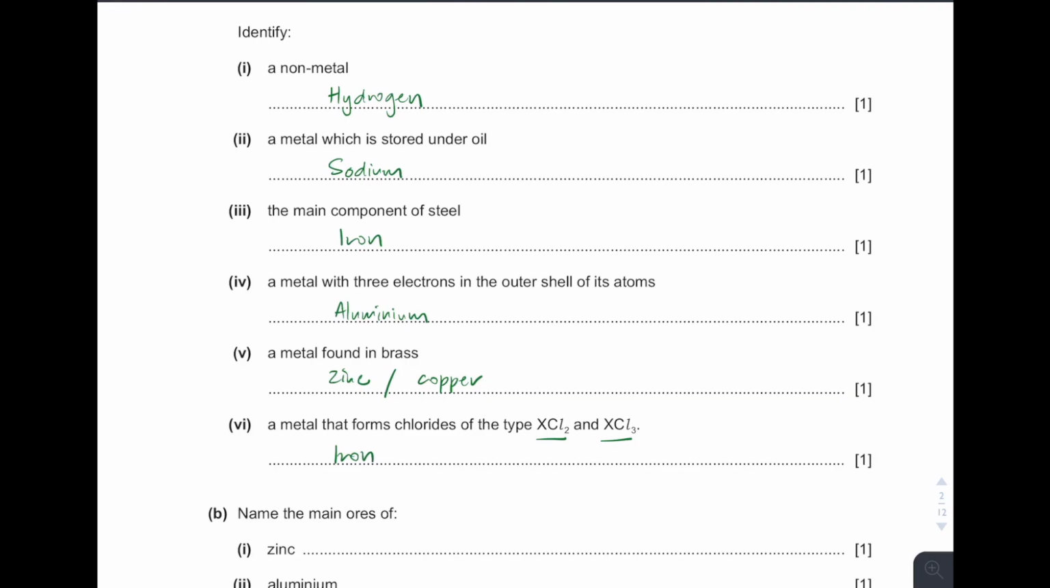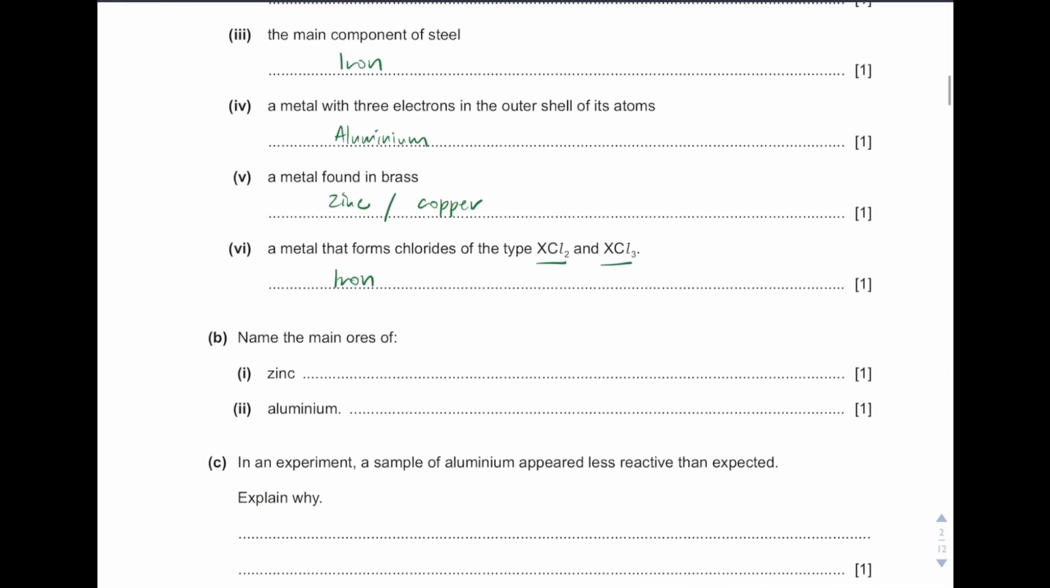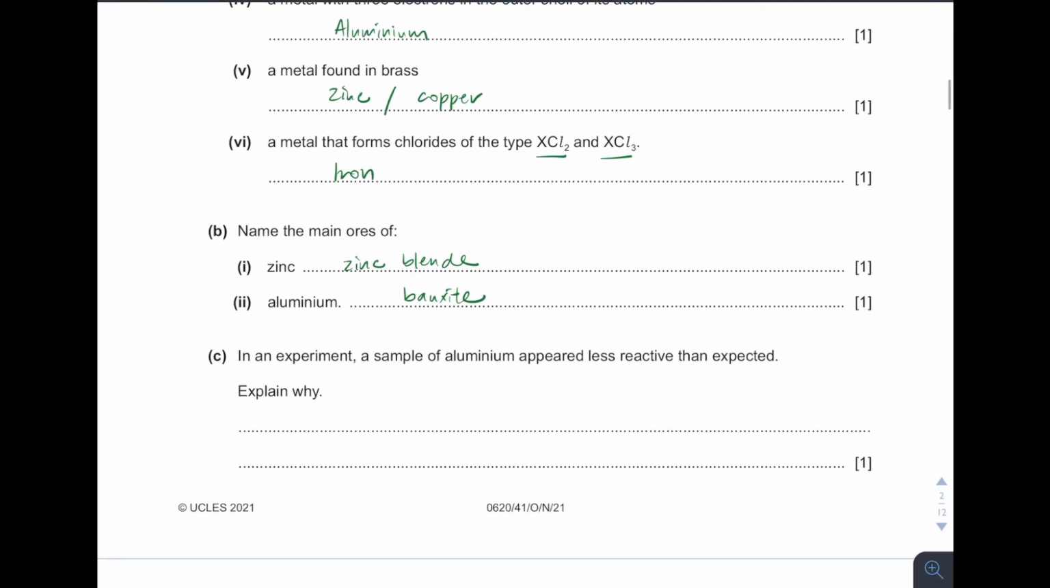Alright, next one. Name the main ores of zinc. Zinc compound is called zinc blende. Aluminium compound is called bauxite. That's it.